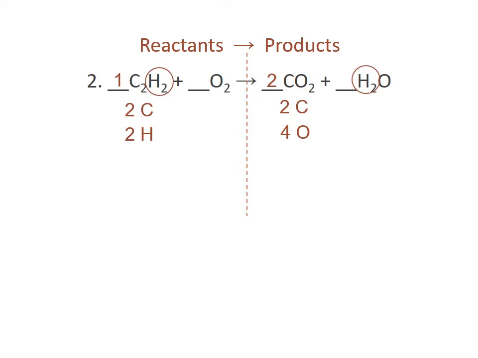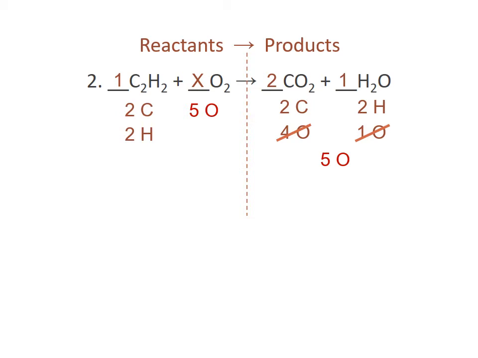Now I can balance out the hydrogens. Right now I have 2 hydrogens on the reactant side, so I'll need 2 hydrogens on the product side. So if I place 1 in front of water, that gives me 2 hydrogens and 1 oxygen. Now I have to balance out the oxygen. I have 5 oxygen on the product side. That means I'll need 5 oxygen on the reactant side, and that does not work. If I put a 2 in front of O2, that gives me 4 O's. If I put a 3, that gives me 6 O's.